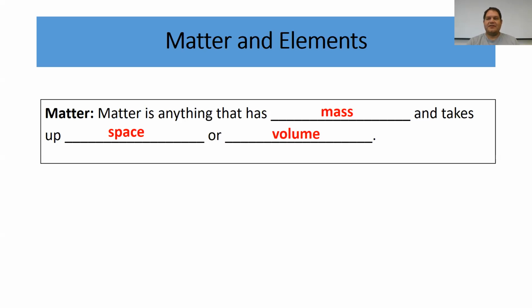Examples of matter. You are matter. You have mass and you certainly have volume, take up space. Desks, tables, trees, cars, pencils, your study guide, the computer. I mean, we can go on and on and on. All of these complex material things around us are all considered pieces of matter based on the fact that they have mass and volume.